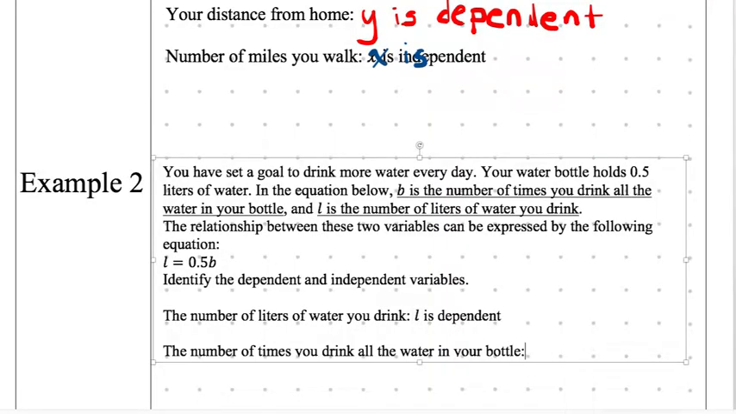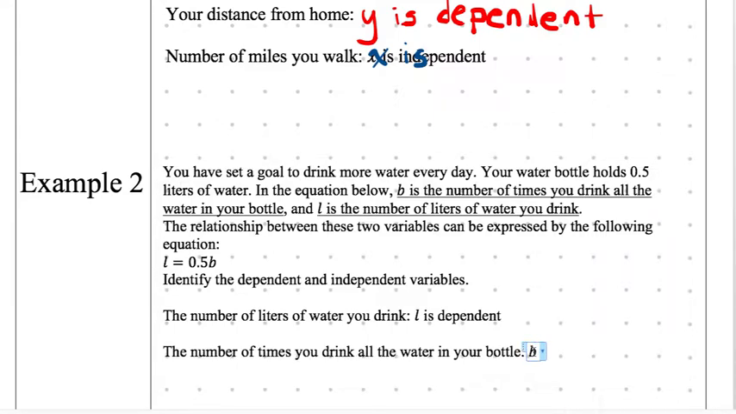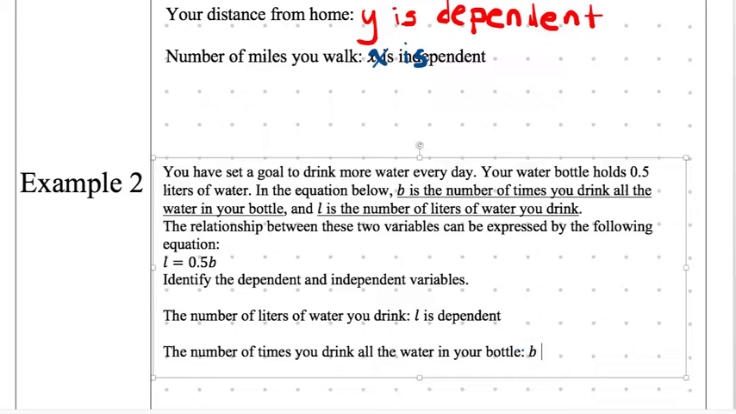All right, so then down here, the number of times you drink all the water in your bottle, and that got cut off a little bit, didn't it? I need someone to identify the variable and determine if it's dependent or independent. Sergio? B. Why is it B? It's independent, yeah. It has another number on the side. Yeah, it's part of an expression. It has more things with it. So B is independent. And if you want your reasoning, it's because it's part of an expression.